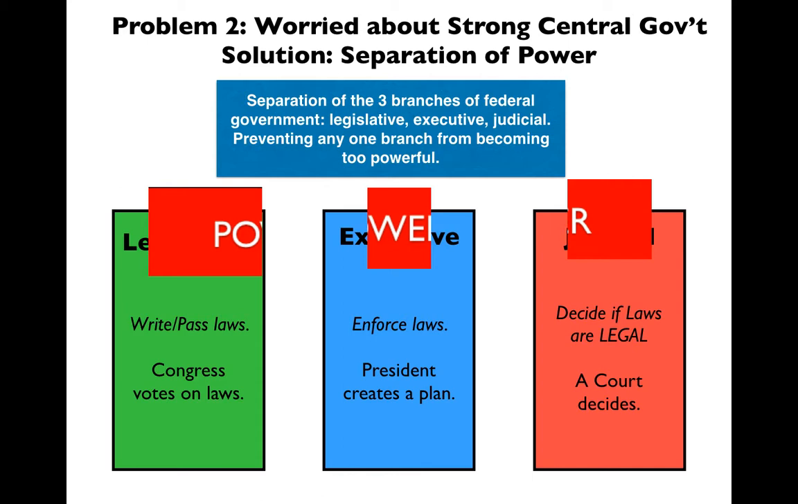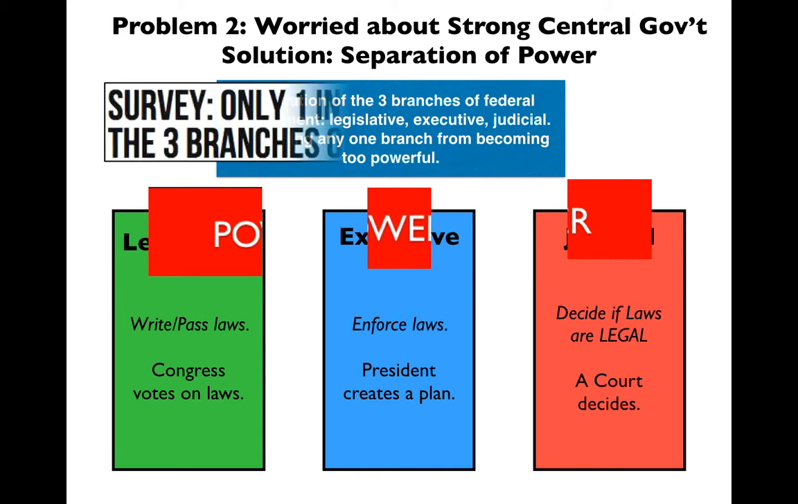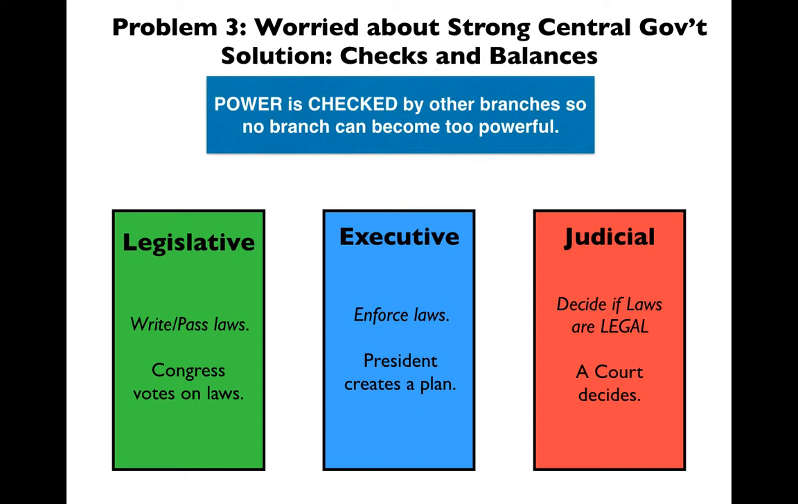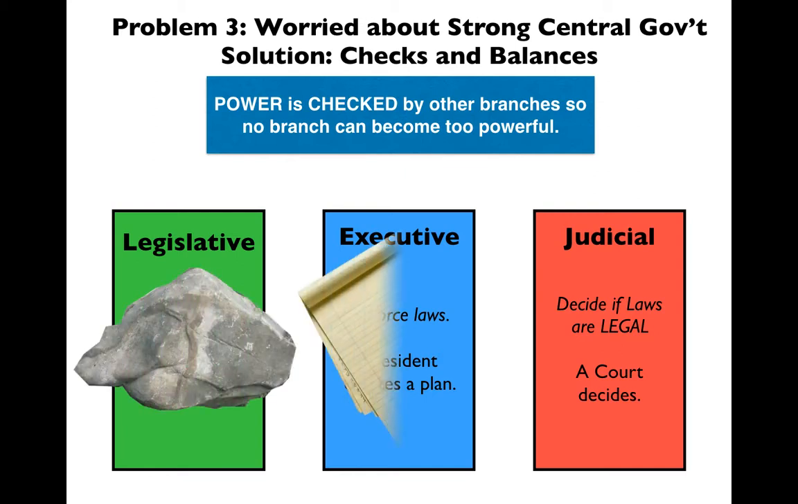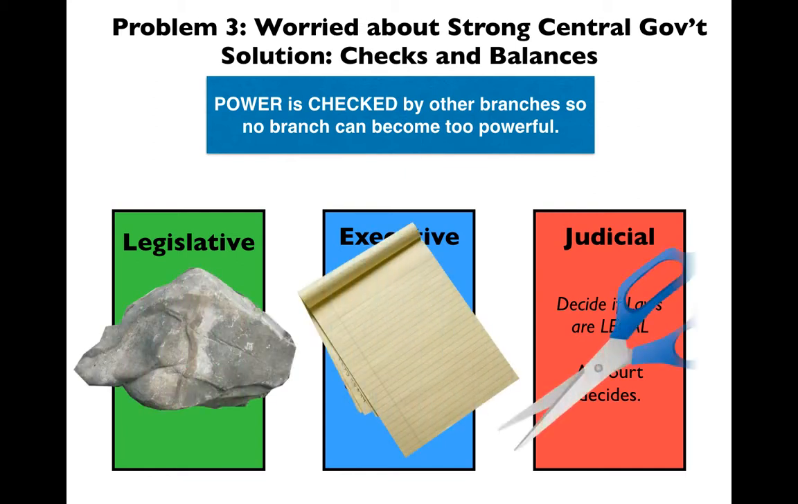They were especially afraid of what a president could do with too much power. So it wasn't enough to just separate the branches. They also created a system of checks and balances. So they not only divided the powers, but they made sure that no one could achieve their powers without checking in with one of the other branches.